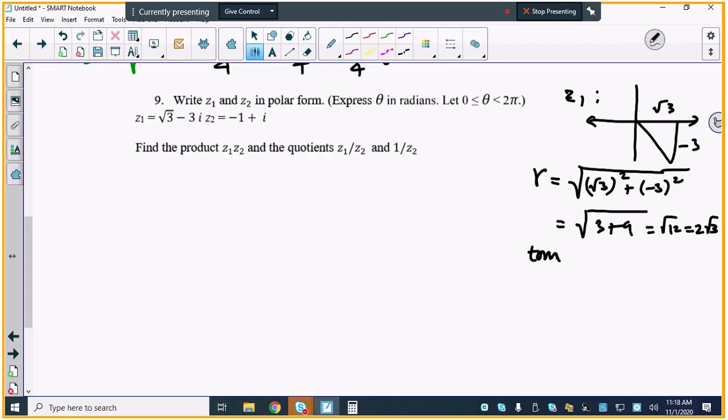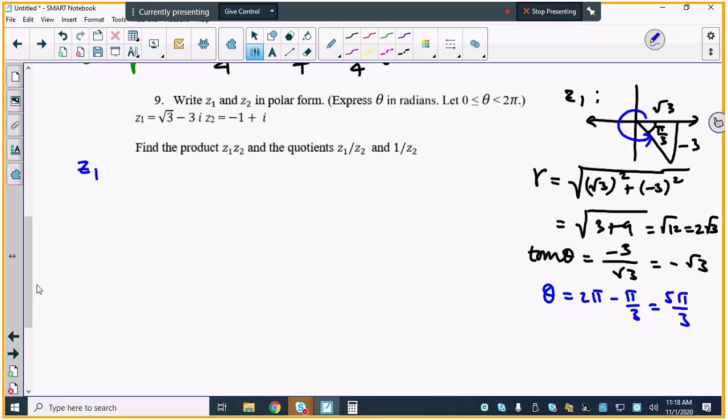Tangent of theta is going to be negative 3 over square root of 3, which is negative square root of 3. So the reference angle is pi over 3. The angle in the standard position is 2 pi minus pi over 3. So theta is 2 pi minus pi over 3, and that's 5 pi over 3. That's my Z1. So I get to say that Z1 as a complex number is going to be 2 square root of 3 cosine 5 pi over 3 plus I sine 5 pi over 3.